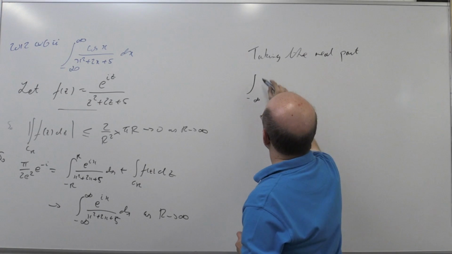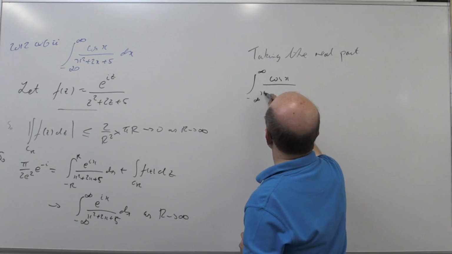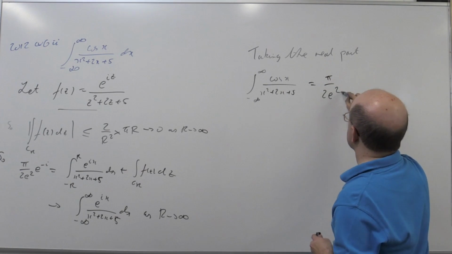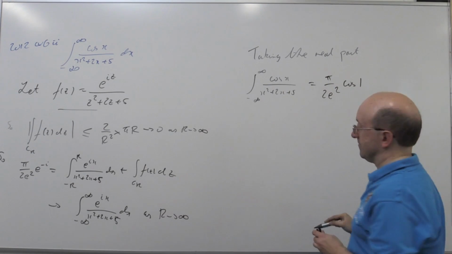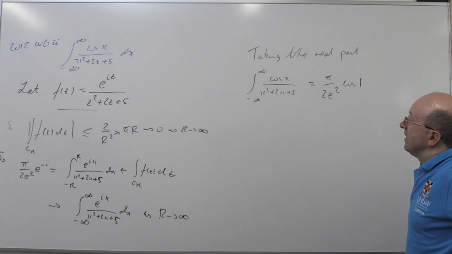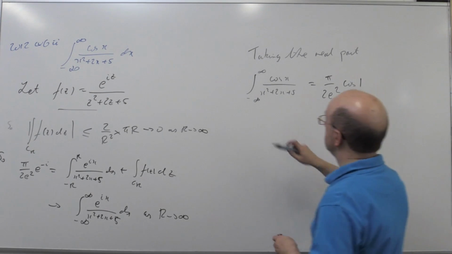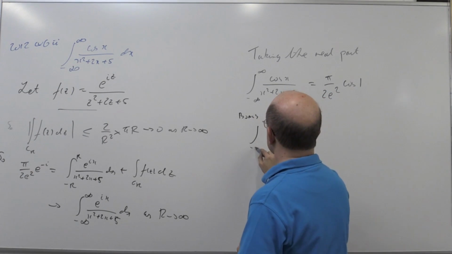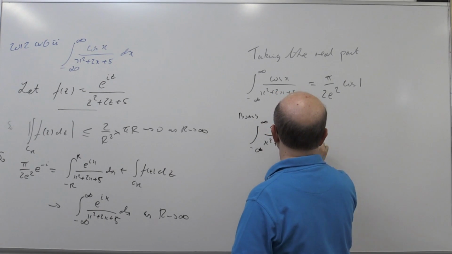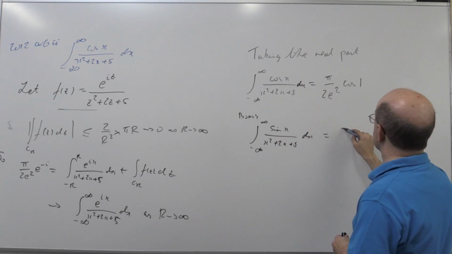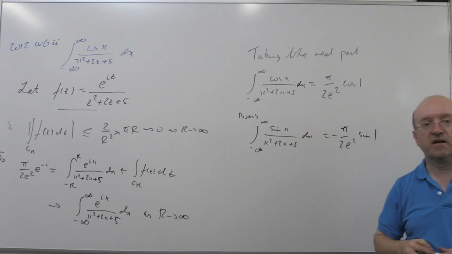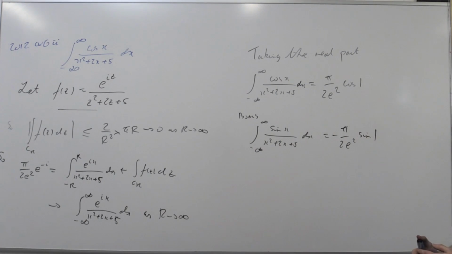The integral from minus infinity to infinity of cos x over x squared plus 2x plus 5 is pi over 2e squared cos of 1. Cos of 1 radian, remember? We're talking numbers there. And we notice we've got a bonus. If we took the imaginary part, we get the integral from minus infinity to infinity of sine x over x squared plus 2x plus 5 dx is pi over 2e squared times the sine of minus 1, which is minus sine of 1. So a bonus result here.